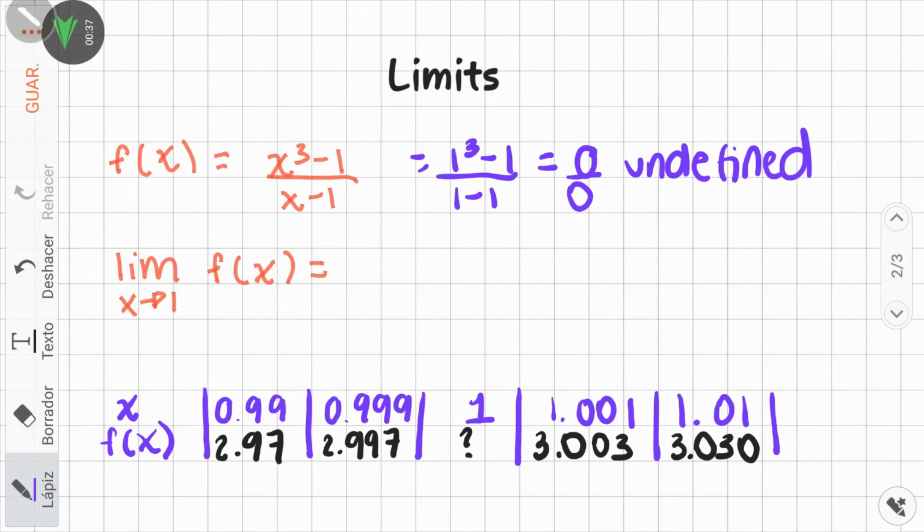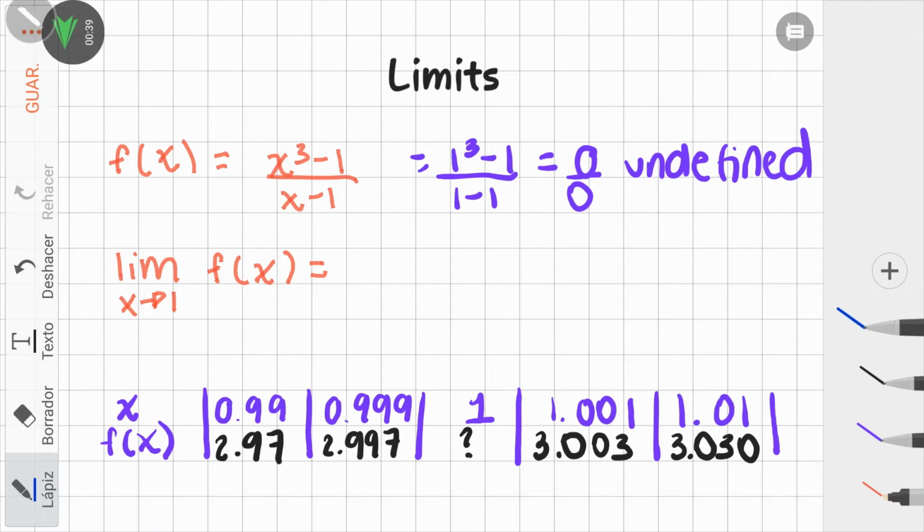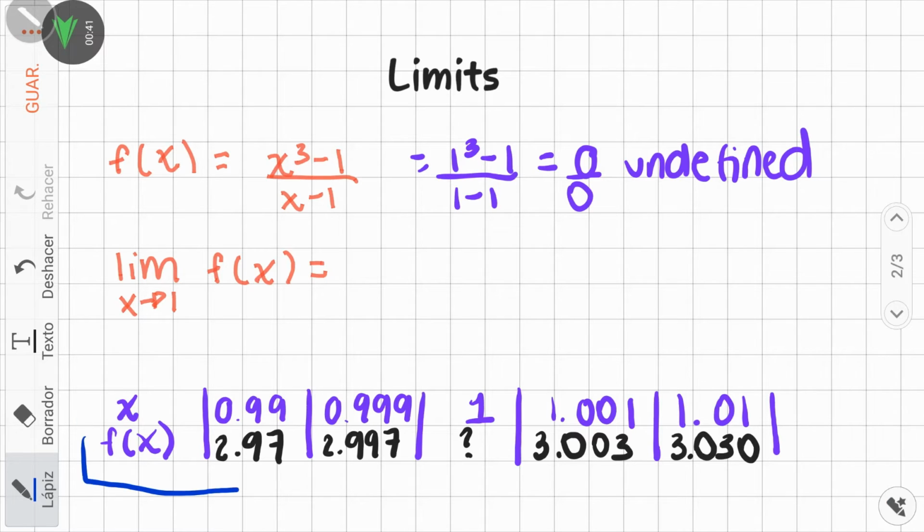So then, what you could do here is this really simple process, which is like a numerical approach. It's a table. Simply write those numbers that are really near to that number that x approaches, in this case 1. So for example, 0.99 or 0.999 or 1.001, 1.01. The idea is to write those numbers that are near from the left and from the right, and substitute them into your function, and then write what this f of x will be equal to.